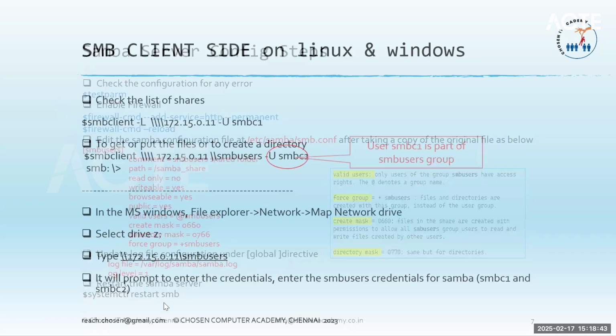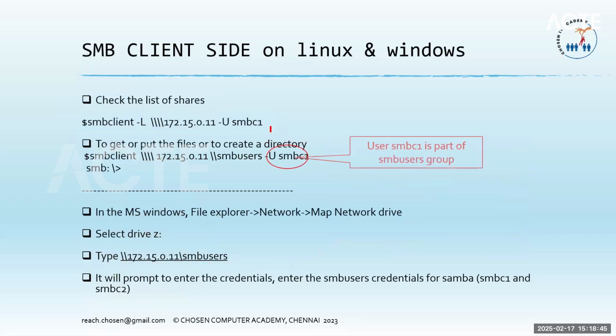And coming to the client, smbclient is installed by default. We can give 172.15.0.11. This is the IP address where I have my Samba server running.